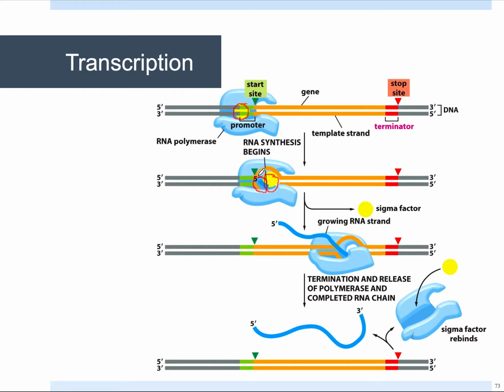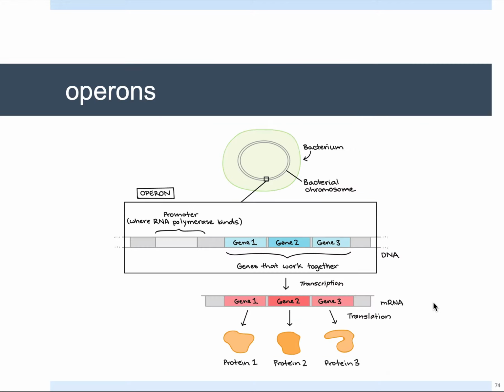But it's only needed for initiation. So after the initiation has been established, it would then leave, and then the process of elongation will continue until it gets to the point of termination. And after termination, it will then come and bind again to the RNA polymerase. So that's one way of regulating the process of transcription.